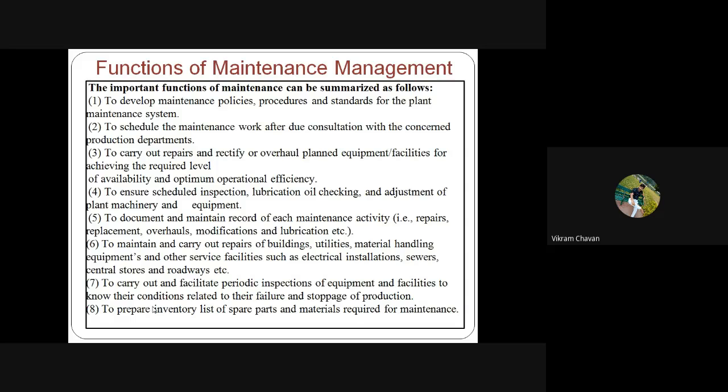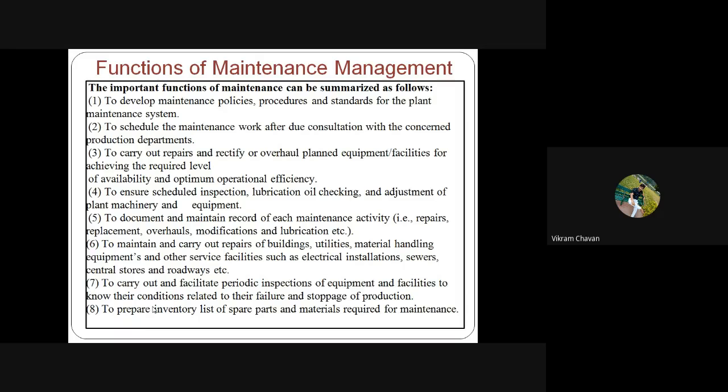Then, to prepare an inventory list of spare parts and material required for maintenance. This is also a function of the maintenance department: what is required for a particular time period, which parts are required, which spares are required. Those spares are procured and stored in the company or in the store department. So if you require spanners, extra spanners, oils, greases, or some special parts of machines.